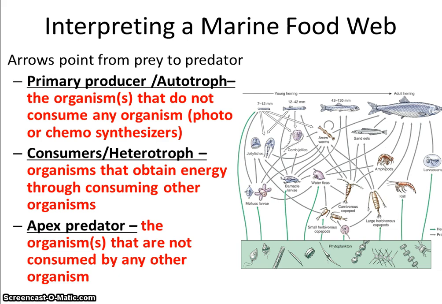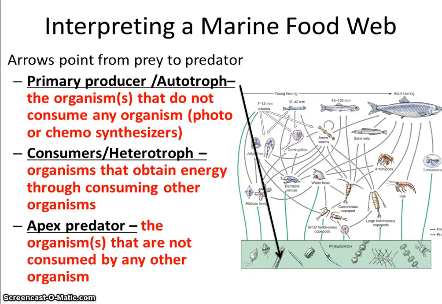So let's start talking about what the names of the different parts of the marine food web are. We're going to start with primary producers, or autotrophs. Primary producers, or autotrophs, are the things that bring energy into a food web. In this case, it's phytoplankton, but it could also be chemosynthetic bacteria on the bottom of the ocean.